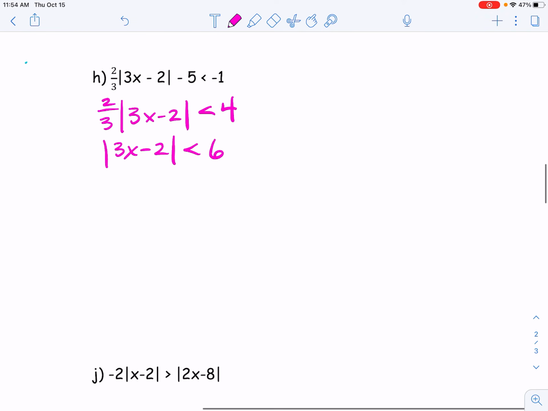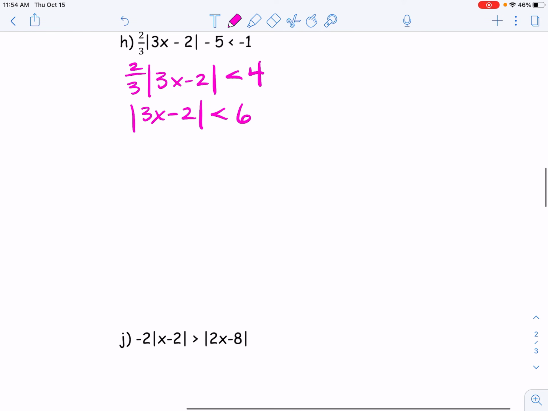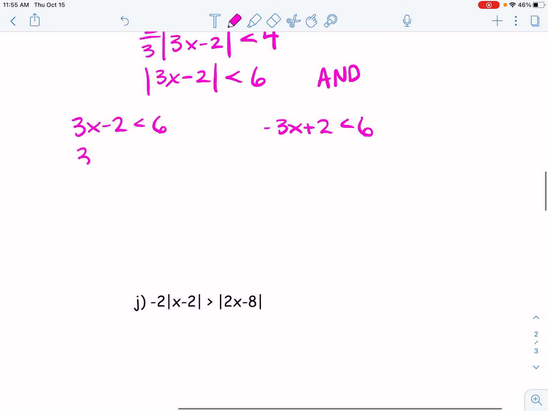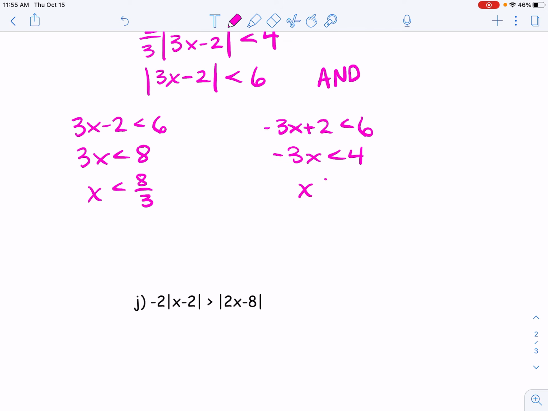All right, and so here we have our absolute value being isolated. It's less than a positive number, so we know that this is going to be an and, less than. All right, create my two equations. 3x minus 2 is less than 6. Negative 3x plus 2 is less than 6. 3x is less than 8, so x is less than 8 thirds. Negative 3x is less than 4, switch the sign, x is greater than negative 4 thirds.